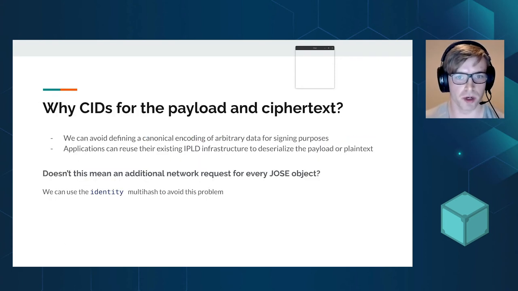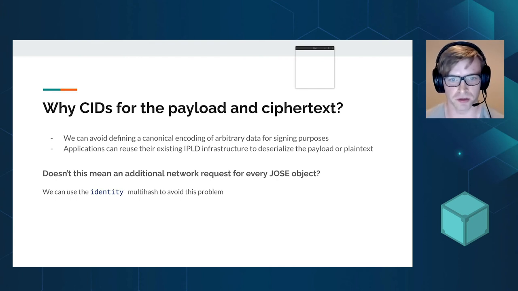So why are we using CIDs for the payload and the ciphertext? One of the things that almost any spec that deals with encryption or authentication will do is define some kind of canonical way of encoding JSON, or whatever your data structure is, so that verifiers can reproduce it in the same way as the signer, so that they can verify the data structure.